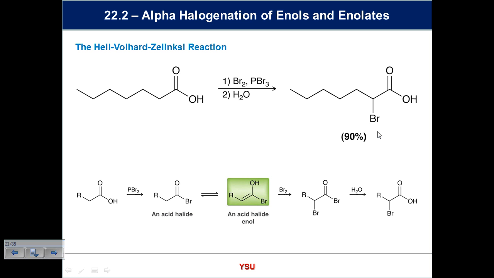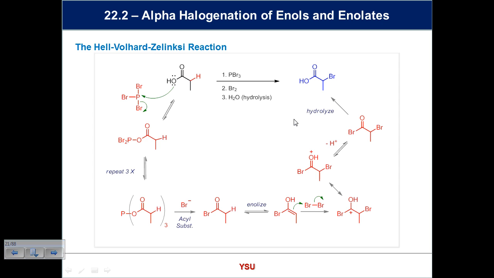Okay? Hell, Volhard, Zelinsky. Imagine having those for organic. Who'd you got for organic this week? Hell. Came up with this reaction in which you alpha brominate a carboxylic acid. It's very similar to what we've done there. So we'll do that on Monday. It's very useful for making alpha bromo carboxylic acids.